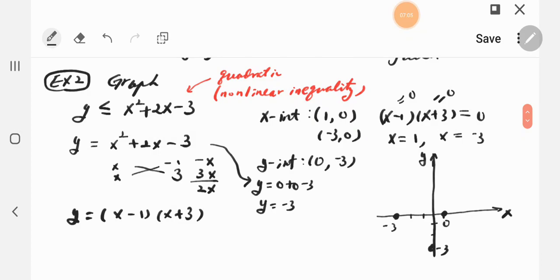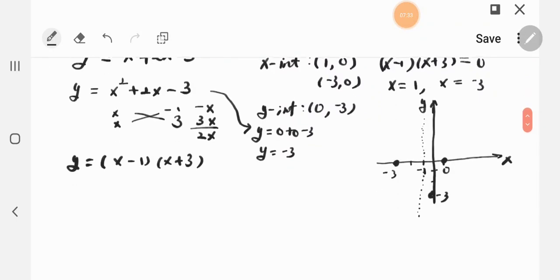The x value of the vertex is between the x-intercepts. So get the x-intercepts, the distance between them is 4. So divided by 2 is negative 1. So that's the axis of symmetry. This is the axis of symmetry.